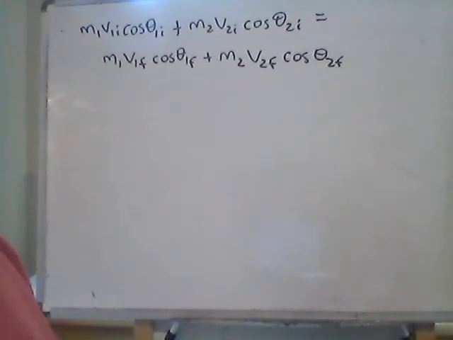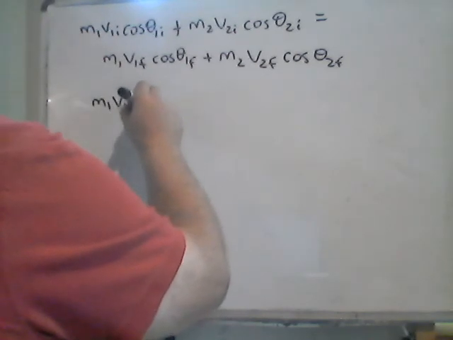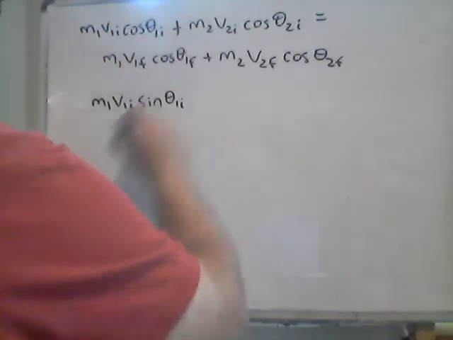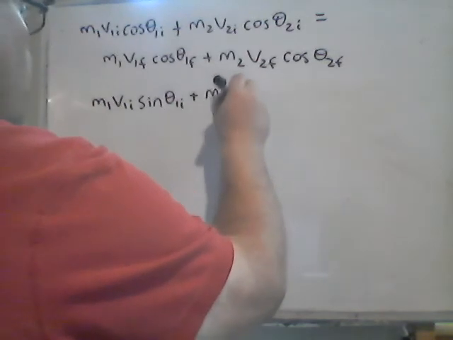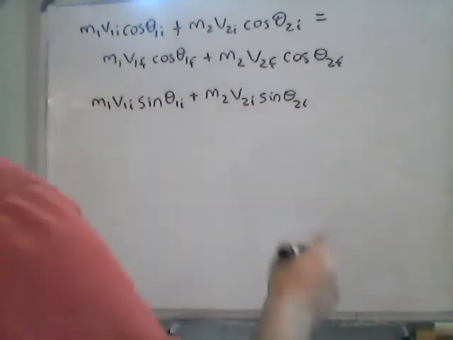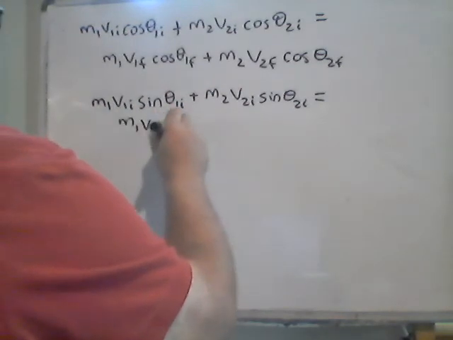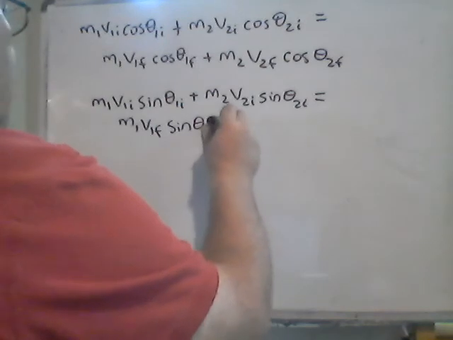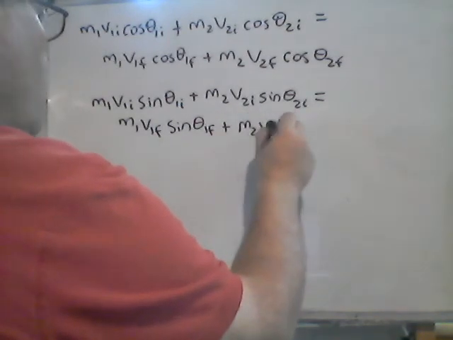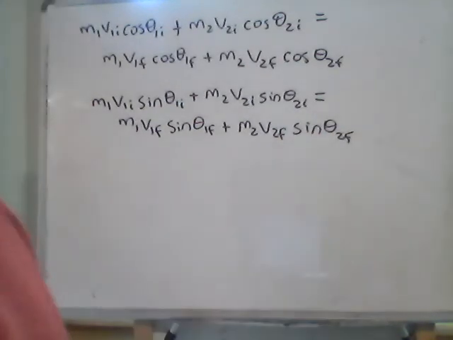That's one equation. The other equation: m1 v1i sine theta 1i plus m2 v2i sine theta 2i equals m1 v1f sine theta 1f plus m2 v2f sine theta 2f. All right, those are the most general, admittedly ugly equations. Now, what do you do?